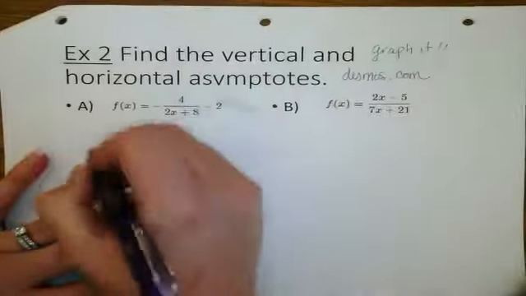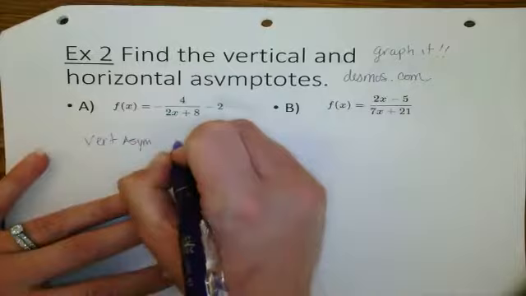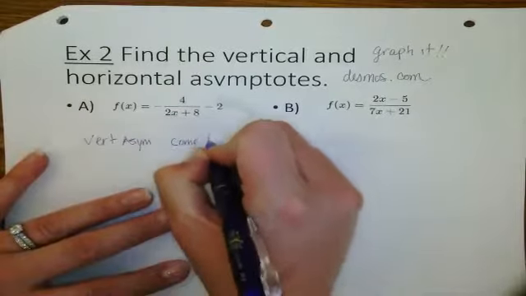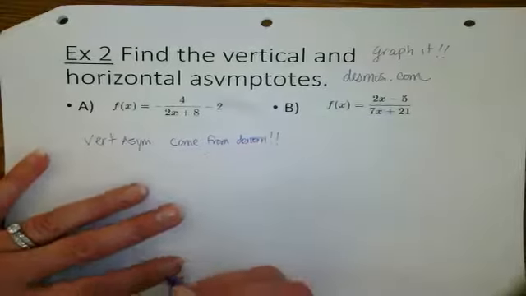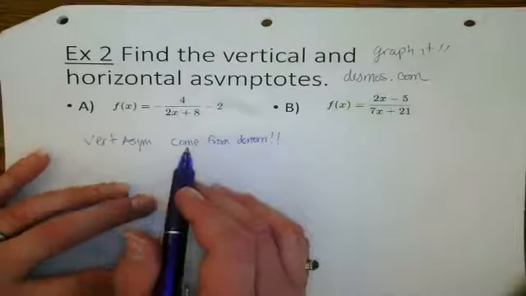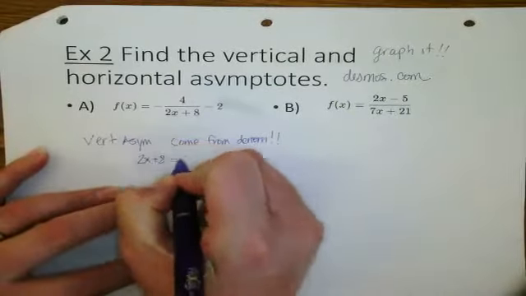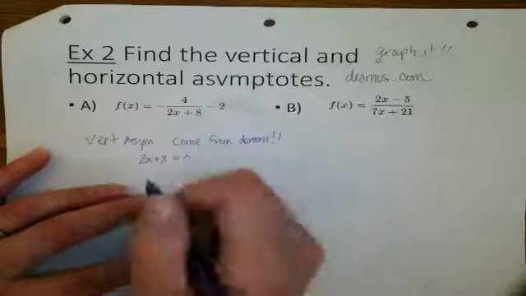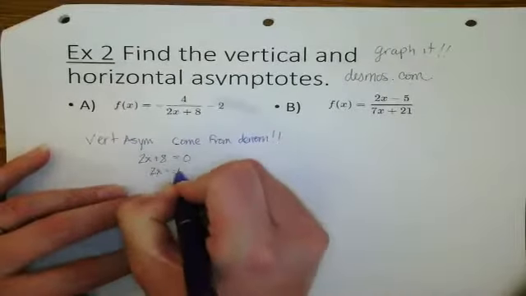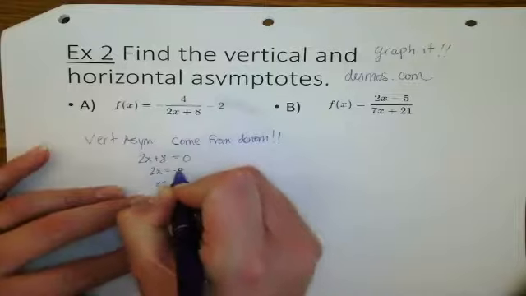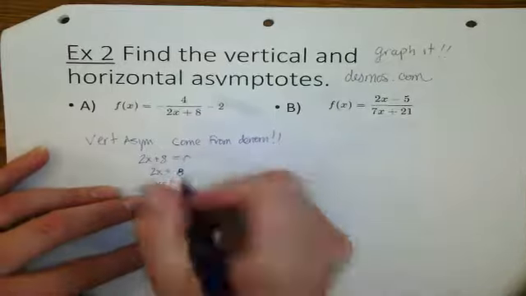So first of all, vertical asymptotes always come from a denominator. All right, so that's one thing you absolutely want to know. Vertical asymptotes always come from a denominator. So in this function, my denominator is 2x plus 8. And what we do is set that equal to 0 and solve for x. And that's going to give you your vertical asymptote. So 2x equals -4. I'm sorry, -8. And then divide by 2 and we get -4.